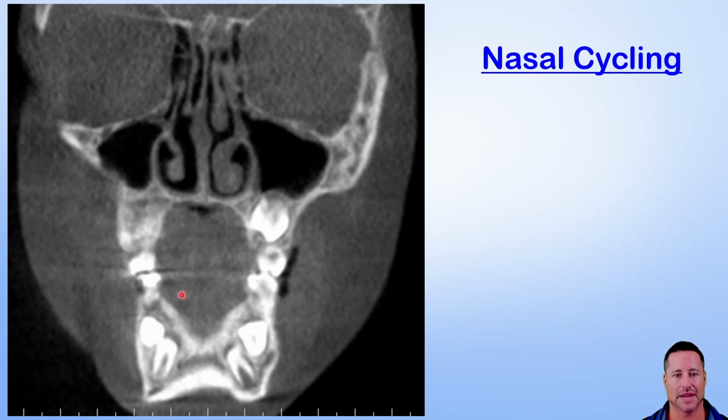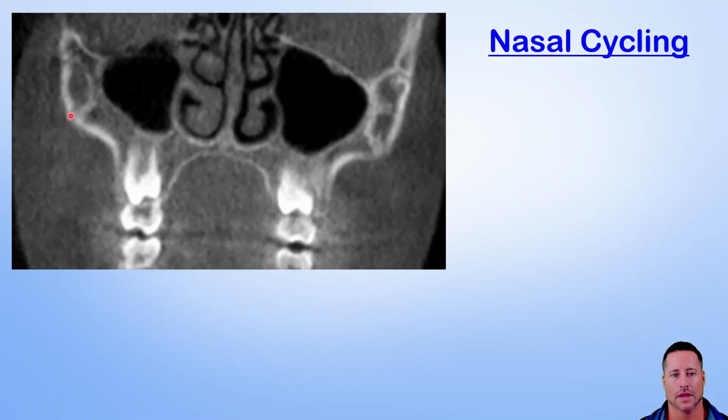Here's another example of nasal cycling, a little more subtle. Another one, this is the right side that is enlarged at that point. So again, variation in normal.